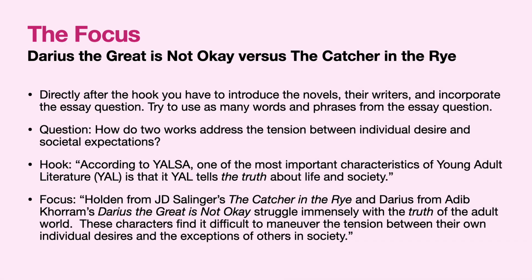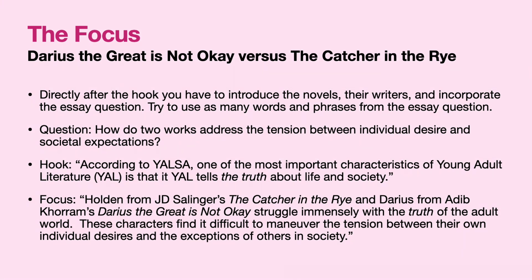And for this one, it's important to remember that after this, I don't ever have to refer to their first names again. I can use the word Salinger, or I can just refer to Catcher in the Rye, because the big information has been given here in the focus. Now, what I've also done here is I've introduced the important information from the question. So these characters find it difficult to maneuver the tension between their own individual desires and the expectations of others in society. So we've done our hook, we've done our focus.